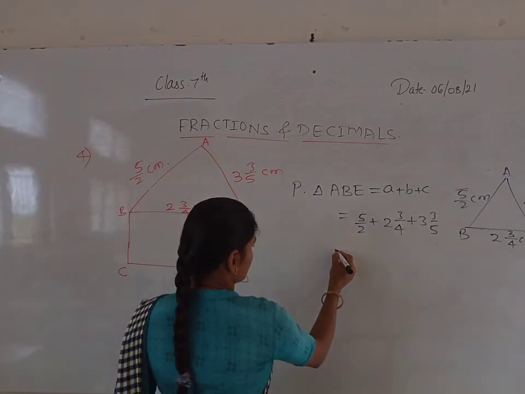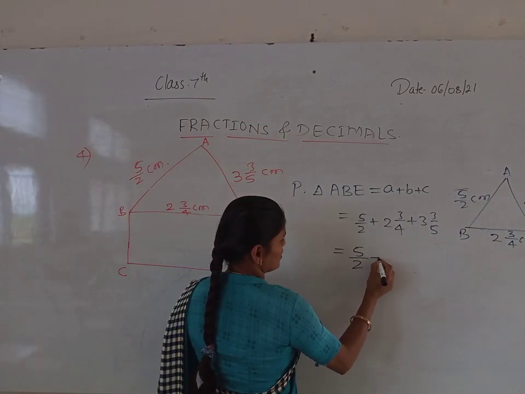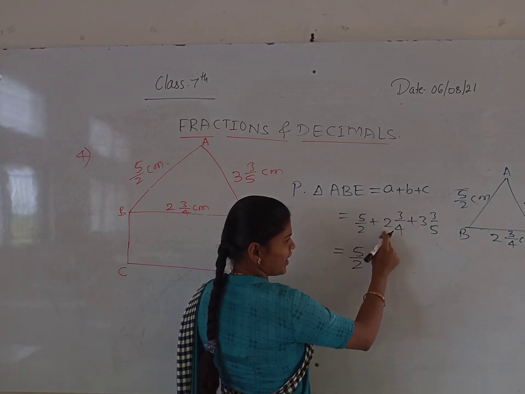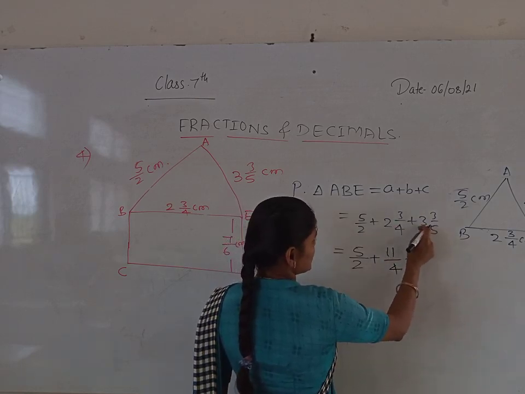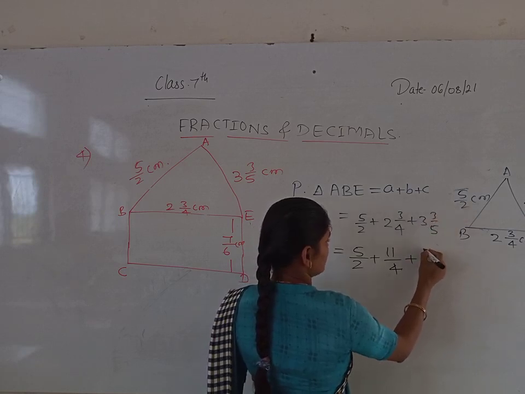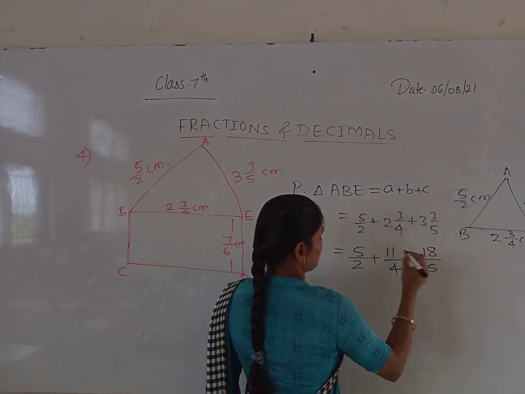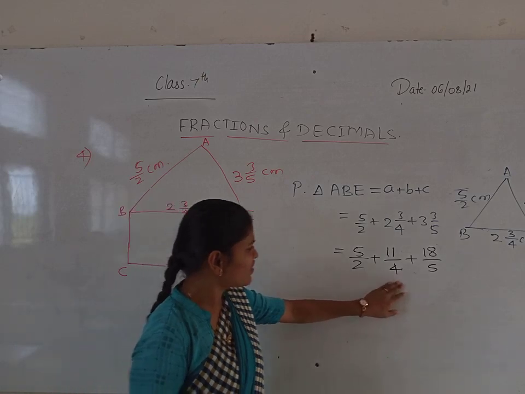Okay. Just keep your 5 by 2 as it is. Plus 4 2s are 8. 8 plus 3, 11 divided by 4. 5 3s are 15. 15 plus 3, 18 divided by 5. Now you got the different denominators.